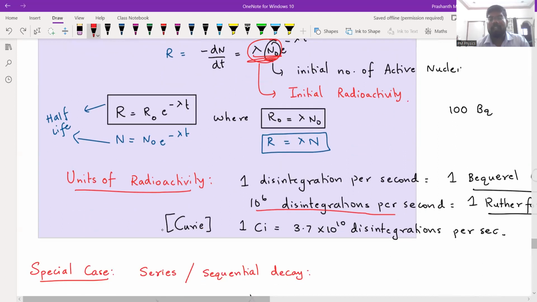Then what are the units? 1 disintegration per second is Becquerel. 10 power 6 disintegrations per second is 1 Rutherford. 3.7 into 10 power 10 disintegrations per second is 1 Curie.